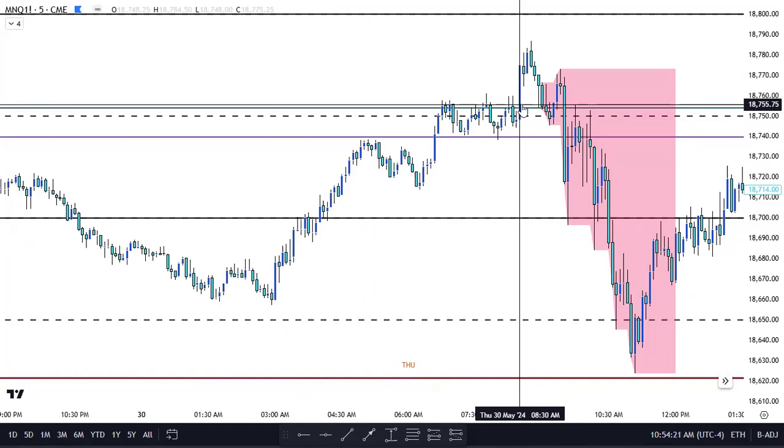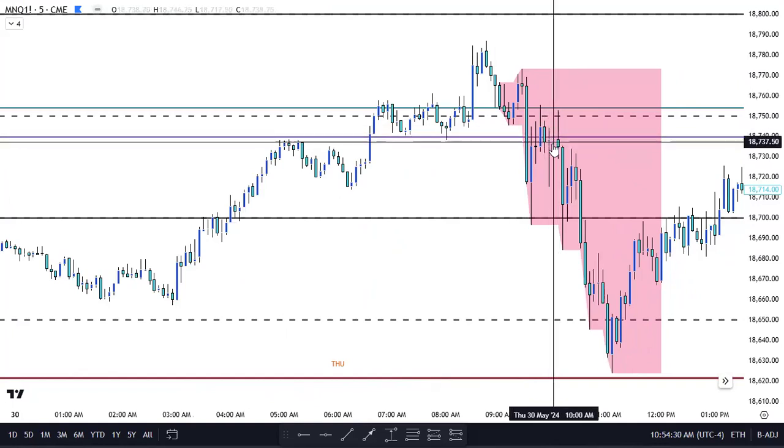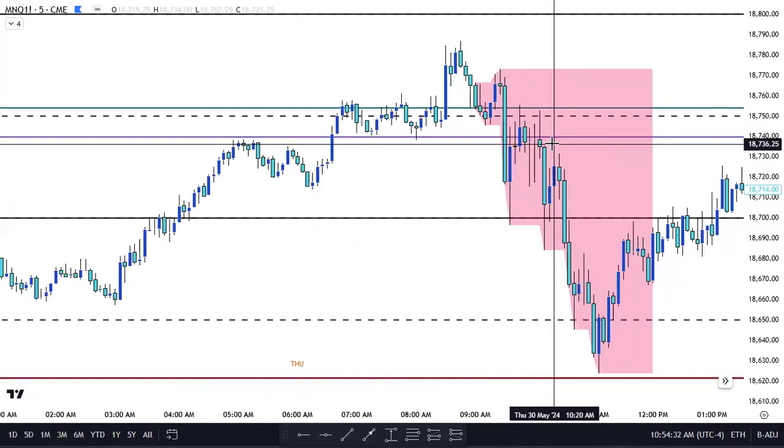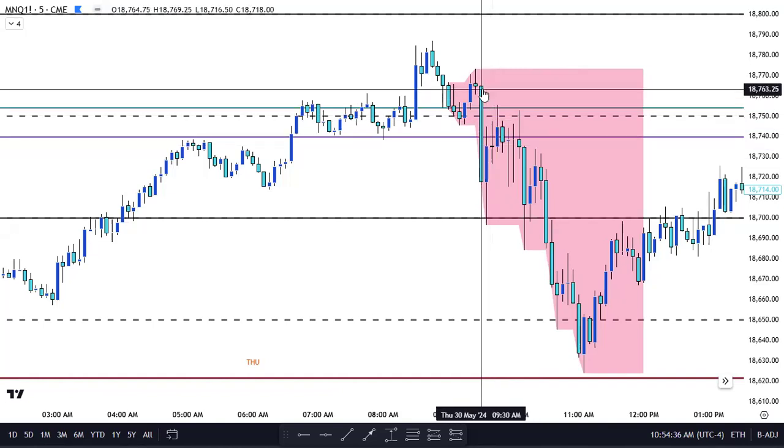And we also had major red news out at 10 a.m. So we want to wait until after 10 a.m., like Stacy says. So right here is our 10 a.m. candle. This is 10 a.m. Now we can see that at 9:30, it's the 9:30 candle, all right?